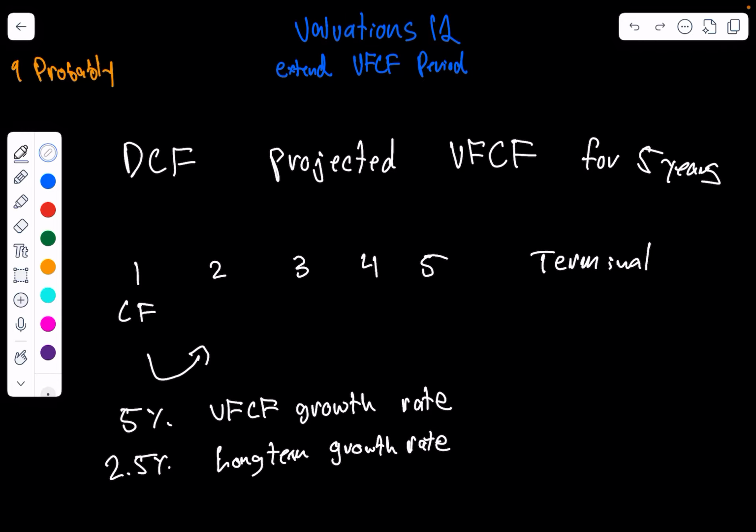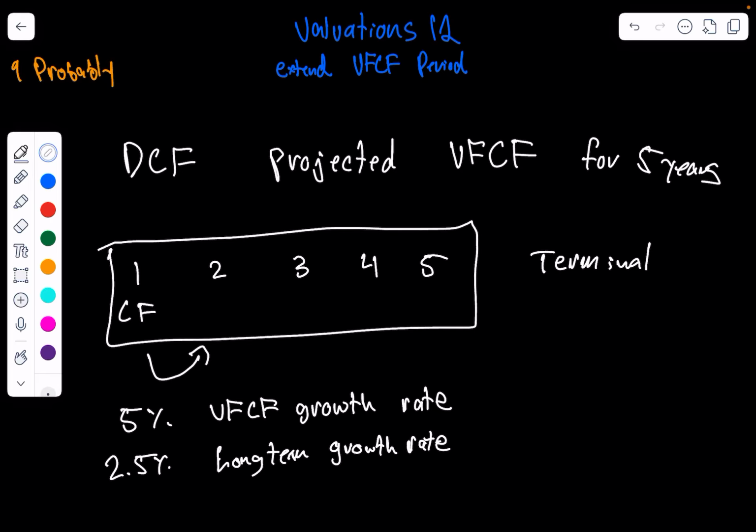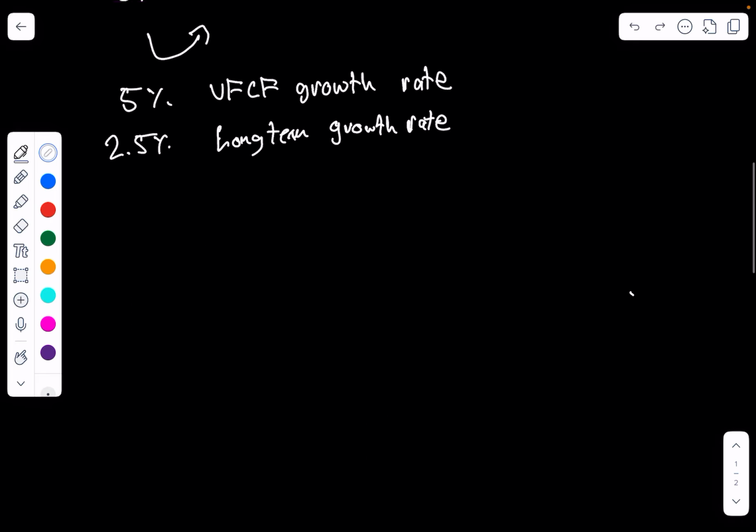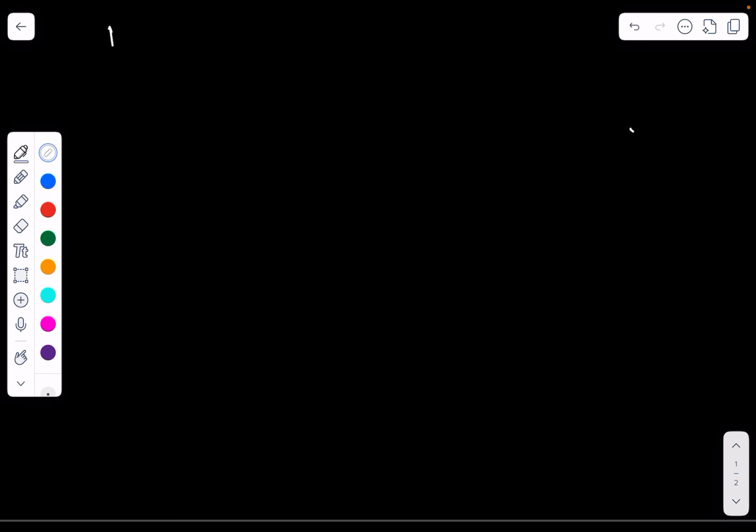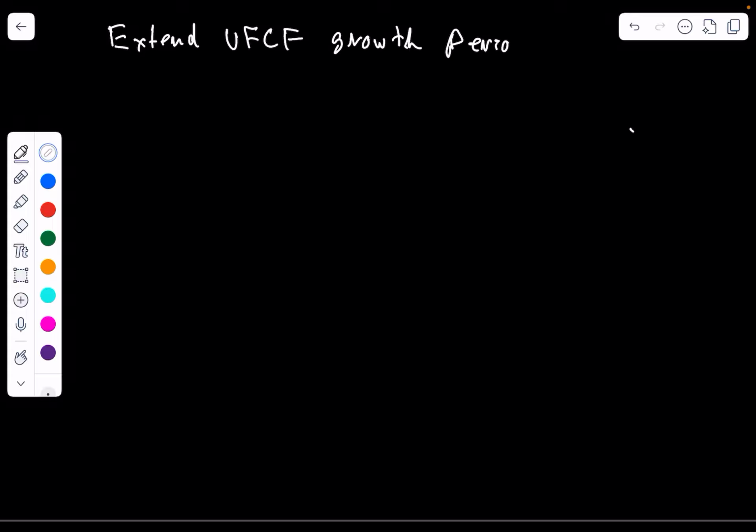So if we knew that this company was going to continue this 5% unlevered free cash flow growth rate for a long period of time, let's say, for example, 10 years, then we can't just do a DCF based on the first 5 years, right? What we essentially have to do is extend, right? We extend the unlevered free cash flow growth period. So let's say it's like a small like AI startup or something like that, right?